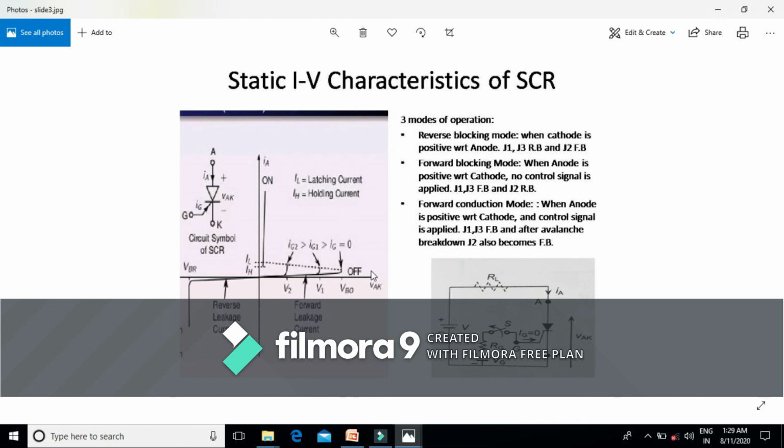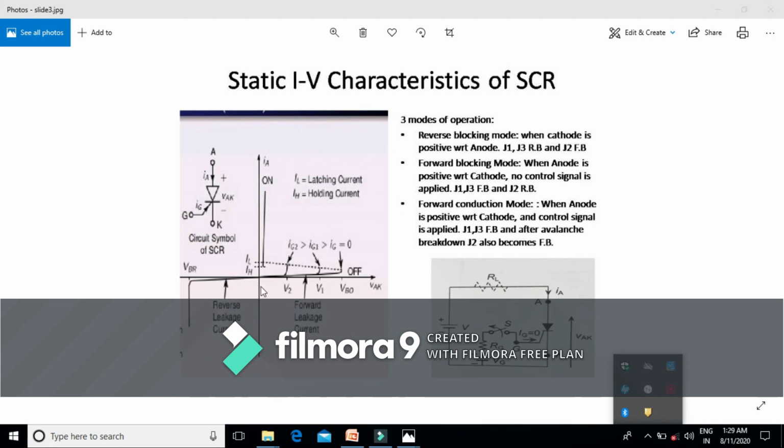If we sum up all the three modes of operation, this is the reverse blocking mode, this is the forward blocking mode, and this is the forward conduction mode. In the reverse blocking mode, when cathode is positive with respect to anode, the SCR is turned off. When the SCR is turned off, junctions J1 and J3 are reverse biased, and junction J2 is forward biased.